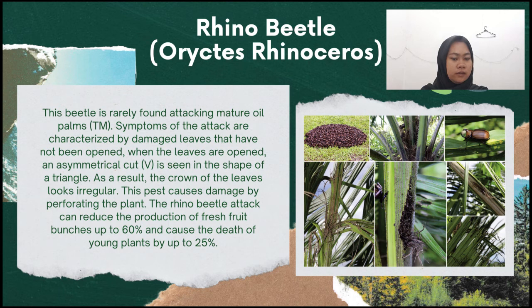Okay, the second is rhino beetle or Oryctes rhinoceros. This beetle is rarely found attacking mature oil palms. The symptoms: the mature leaves have not opened, and when the leaves open, an asymmetrical cut makes a fillet seen in the shape of a triangle. As a result, the crown of the leaves looks irregular, and this pest causes damage by perforating the plant. The rhino beetle attack can reduce the production of fresh fruit bunches by up to 60% and cause the death of young plants by up to 25%.